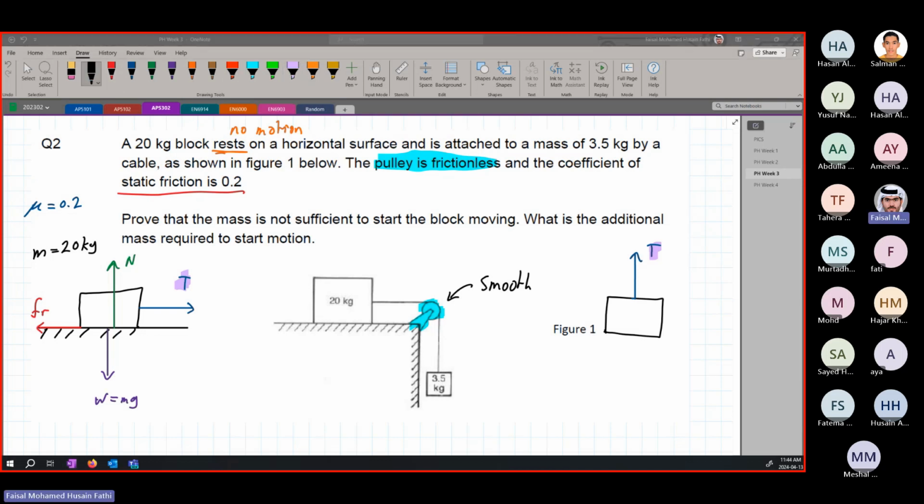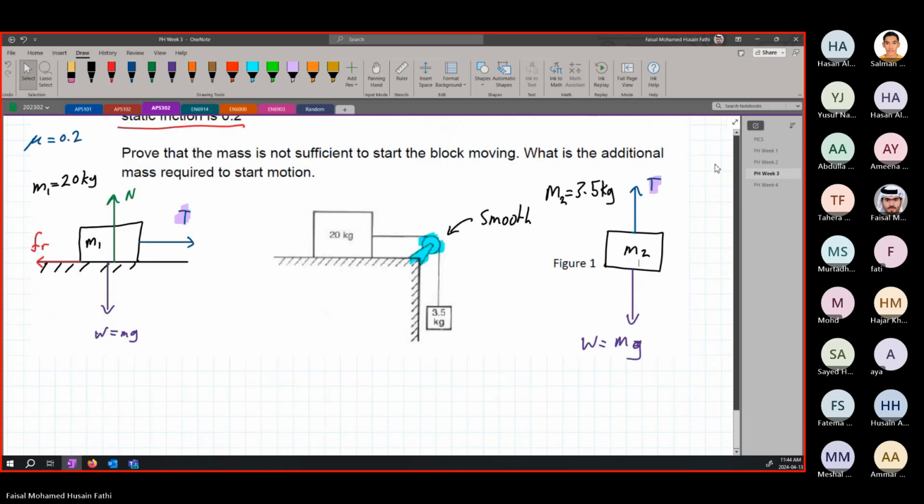Now, we have drawn the free body diagram for both. What is missing on the right side? We also have the weight, which is equal to mg. All right, W is equal to mg. And the mass over here is equal to 3.5 kilograms. So let's call this M2 and call this M1. So this is M1 and this is M2. Okay? So let's start doing the analysis now.